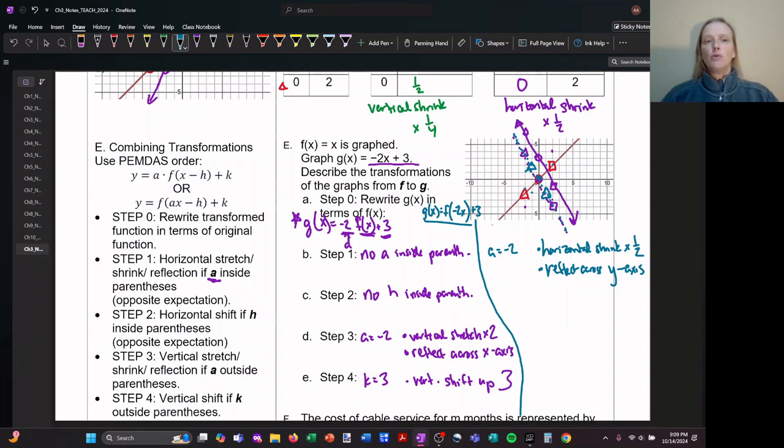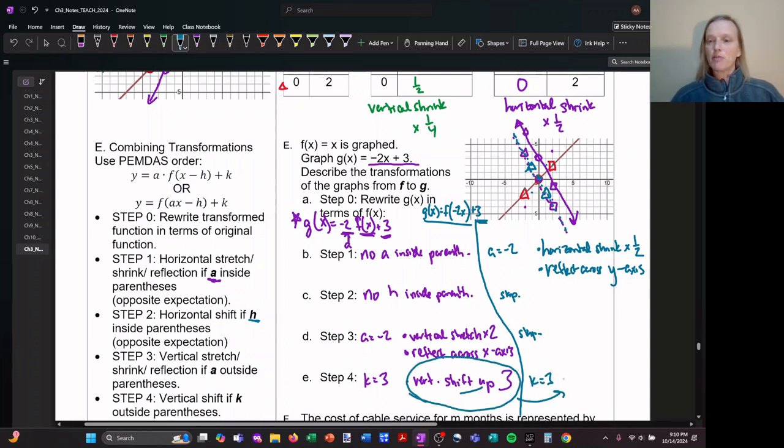When I look at step 2, it asks me to look for an h inside parentheses. There is no h value inside parentheses, so we're going to skip this step, just like before. When we get to step 3, it asks us to look for a vertical stretch outside parentheses, a multiplication factor outside the parentheses, and there is none, so we'll skip this step. And then last, it asks us to look for a vertical shift k value outside parentheses. So this is going to be a vertical shift up 3, just like it was before.